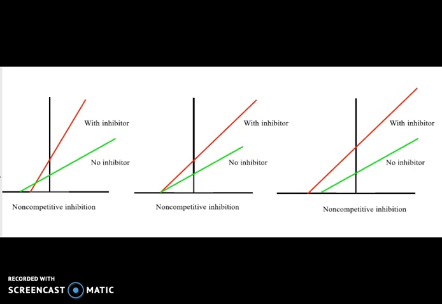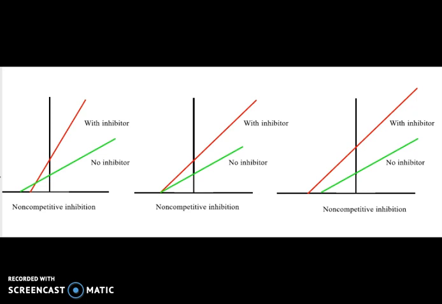In the plot on the right, the 2 plots intersect below the x-axis. In this case, the inhibitor binds to the enzyme substrate complex with greater affinity than to the enzyme. In this case, alpha is less than alpha primed, and Km apparent is less than Km.